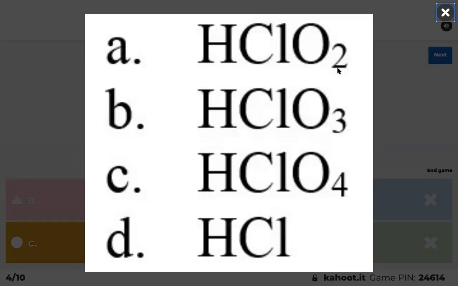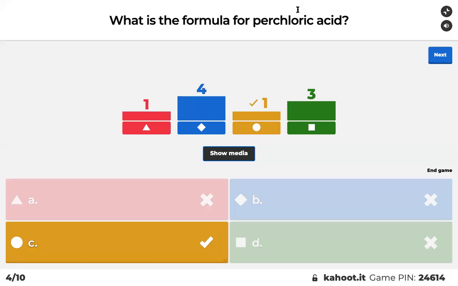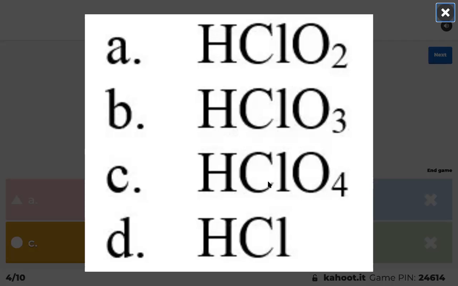Then between A, B, and C, this is where I need to know the name of the polyatomic ion. You're going to need to look at your list of polyatomic ions. ClO2 is chlorite, that ends in ITE. ClO3 is chlorate, that ends in ATE, and ClO4 is perchlorate. Because the name of the acid ends in IC, we're looking for the ion that ends in ATE. That means we're looking for perchlorate, which on your list of polyatomic ions is ClO4. So the correct answer should be C.